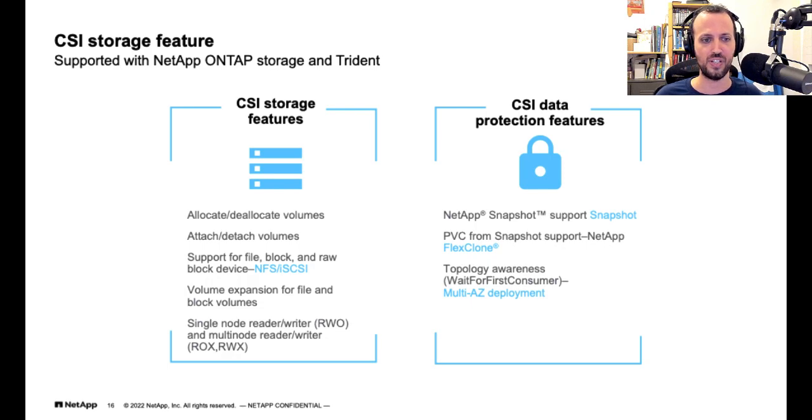Also, for data protection features, we support Kubernetes snapshots with our own snapshots in the backend. So you get the efficiency of the NetApp snapshots. You can also do PVCs from snapshots. So these are Kubernetes clones. You create a new volume based on a snapshot which you took earlier, and in the backend we run our highly efficient FlexClones. You can also get topology awareness if you're running a multi-AZ environment, so you can allocate the storage in the AZ that the pod gets scheduled on, so the storage gets near the pod in a multi-AZ environment if that's something that you need. So we also support that.